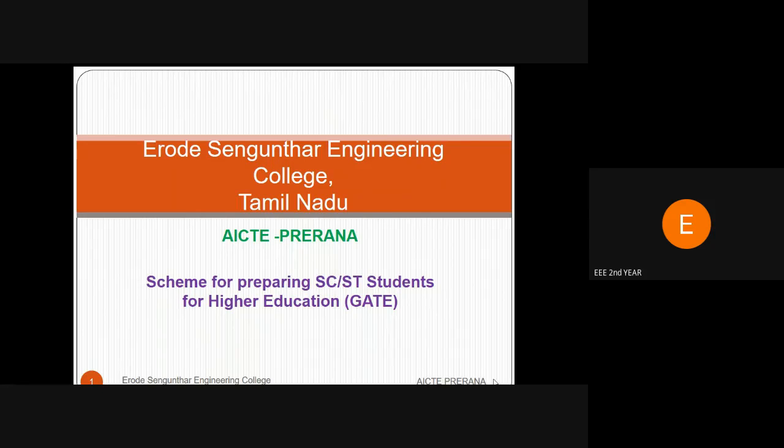Good morning to all. Today we are discussing one of the GATE topics, bipolar junction transistor from analog circuits, under the scheme of AICTE PRANA. This scheme is very useful for higher education, especially for SC/ST students.